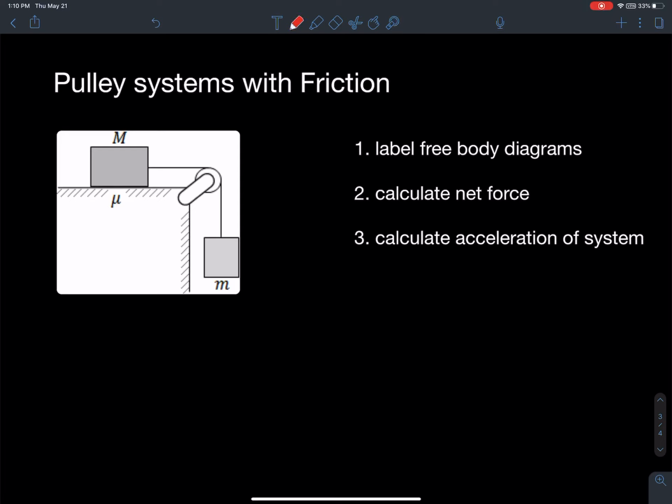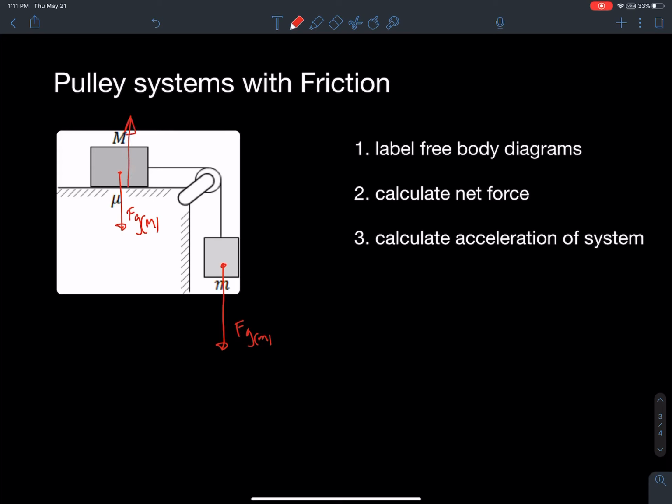The first thing we're going to do is label the forces. That is going to be the force of gravity applied by the counter mass. And then if I look at the sliding mass, there are many forces acting on it. You have the force of gravity acting on the larger sliding mass. I'm going to call that little m and big M just to distinguish them.